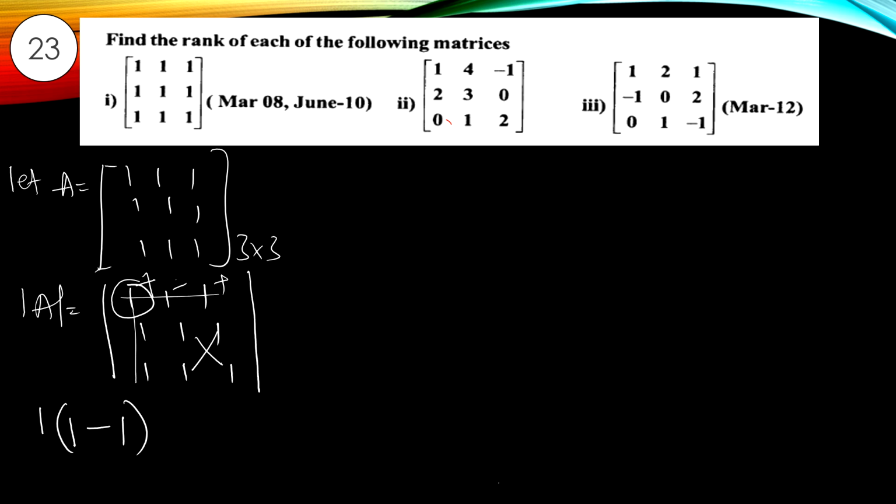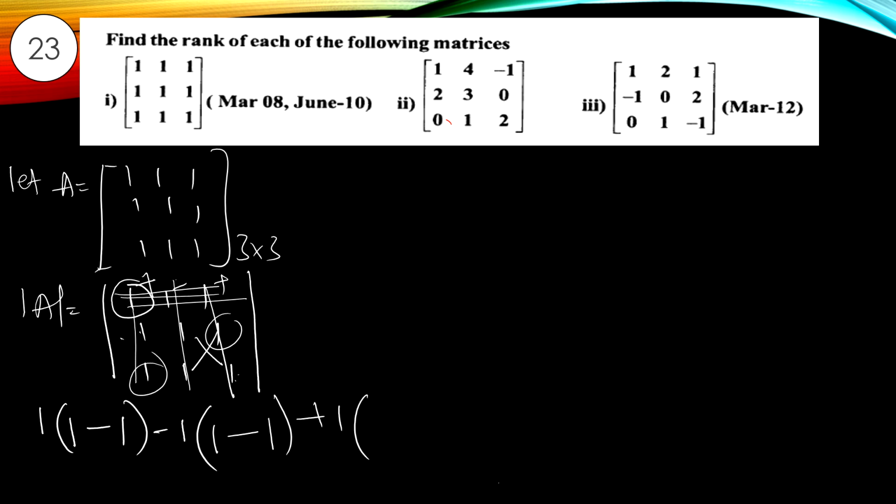For the second one, take minus of 1 and ignore this row and this column. So 1 into 1 is 1, minus again 1 into 1 is 1. Now plus 1 into, skip this row and this column, just take the opposite of these two. So 1 minus 1, 1 minus 1, 1 minus 1, totally you will get 0.